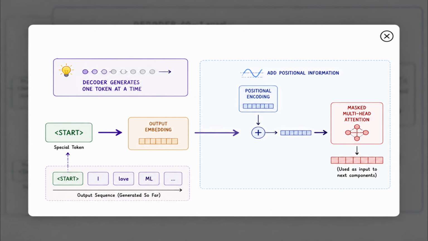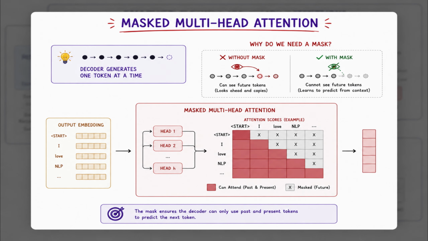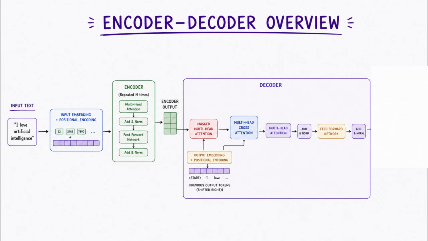Now, why do we need to mask something in this? The decoder is generating the answer one token at a time, and while generating, it should not be able to see the future words that come later. Without the mask, the model would simply look ahead and copy the next word directly rather than learning how to predict a next word. Again, after that, we have add and norm blocks with multiple feed forward nets.